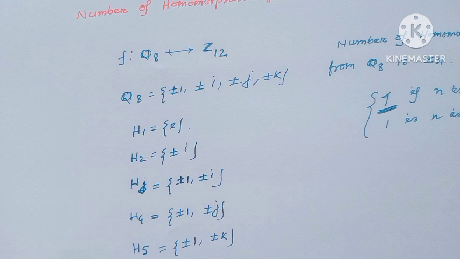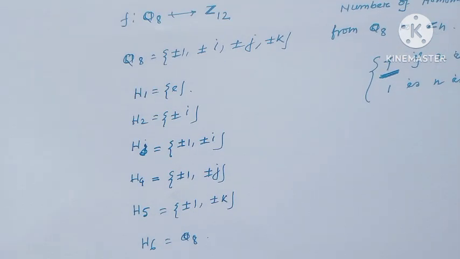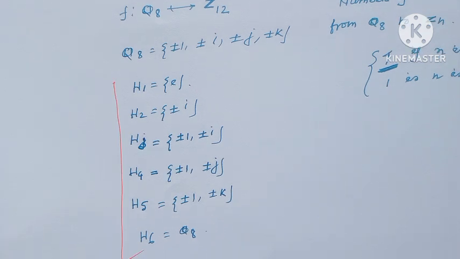All of us know Q8 contains the elements plus minus 1, plus minus i, plus minus j and plus minus k. And the normal subgroups of Q8 are H1, which is the identity; H2, which is plus minus 1; H3, which contains plus minus 1 and plus minus i; H4, which contains plus minus 1 and plus minus j; H5, which contains plus minus 1 and plus minus k; and H6 equal to Q8. These are the normal subgroups of Q8 that all of us know.